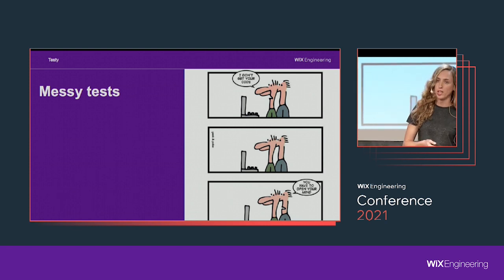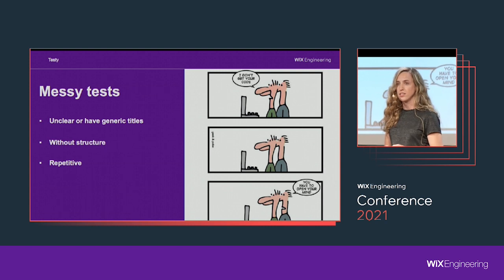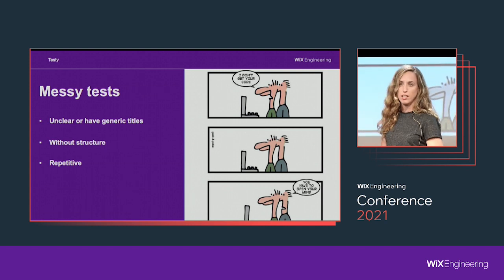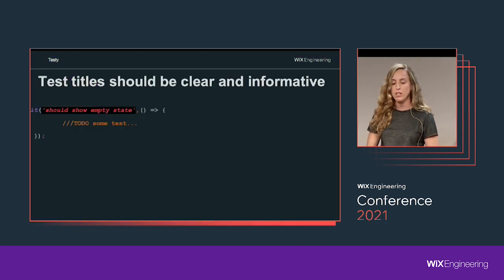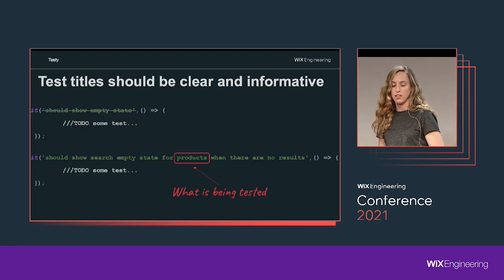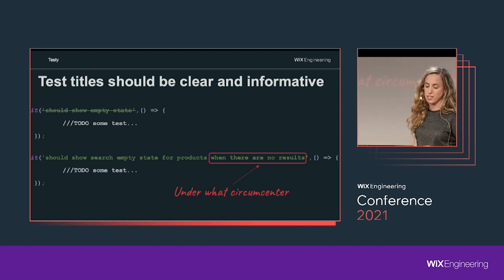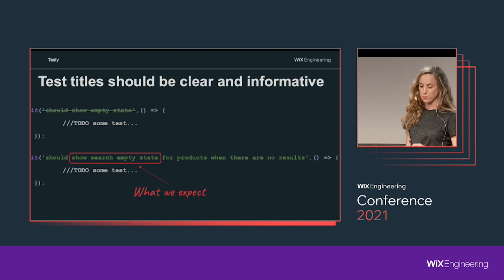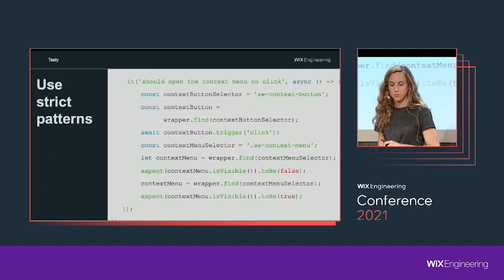Because we don't have a lot of time, let's dive right into the first part, messy tests. A test can get messy in many ways. An unclear title, lack of structure, repetitive code, and so on. Regarding the title, make sure not to write something vague, such as "should show empty state." Instead, include what is being tested, under what circumstances, and what we expect. This will make it easier to understand what went wrong in case of a failure and save time debugging.